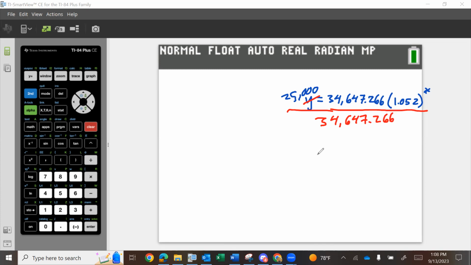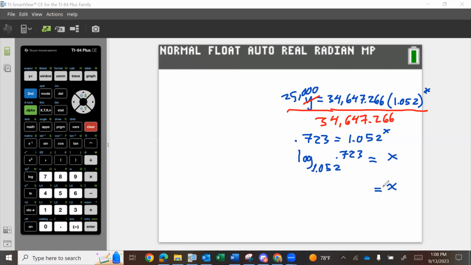Okay, and I get 0.723. Now, 0.723 equals 1.052 to the x. Okay, now feel free to pause the video here and figure out what it's going to look like when we convert this equation to log form. Okay, hopefully you paused the video. So the number that goes here is the base of the exponent, and then the other number goes right there.